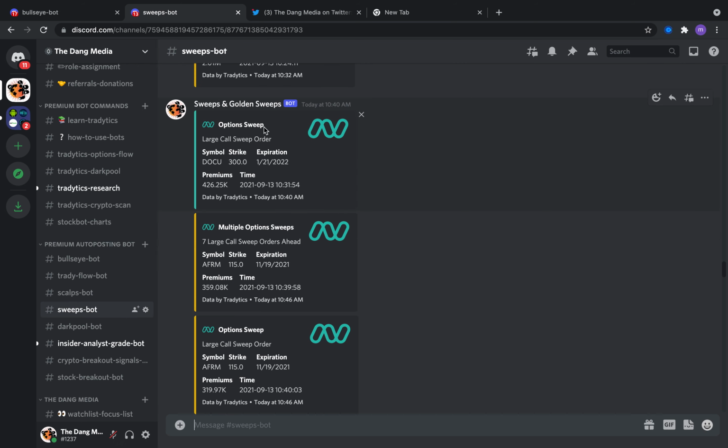Sweeps bot, these will alert large call and large put sweep orders, and then we'll have golden sweeps as well for puts or calls. And all of this is in real time. So these are actual orders from real people, either from institutions, from whales, or from just people who have money. I like to follow the golden sweeps just because bigger bets means probably those guys know something. So just follow the money.